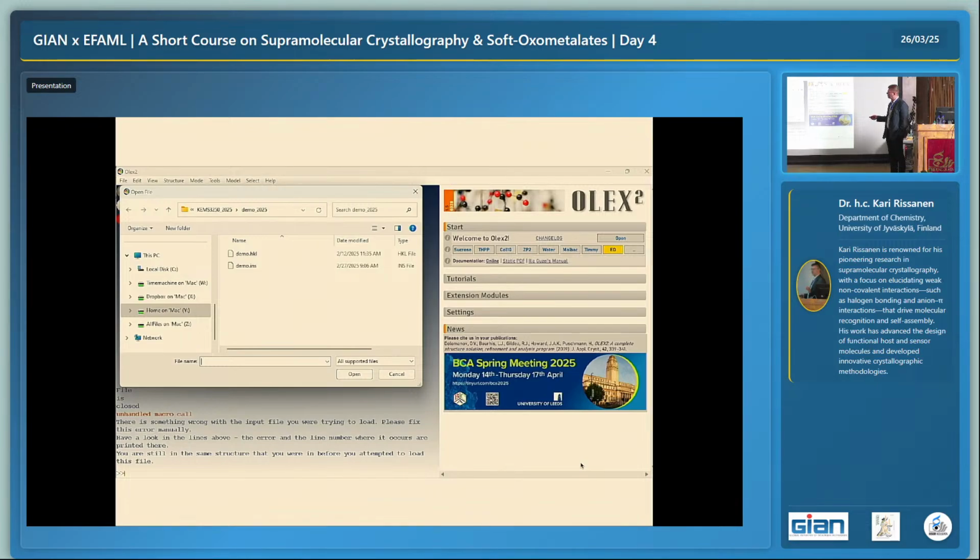Now remember, what is the HKL? HKL is the Miller index name for each lattice plane. So this file contains information on each of these planes, and there can be thousands of these. It's just a number. And now the idea is that we go in here, select the demo, and click Open.